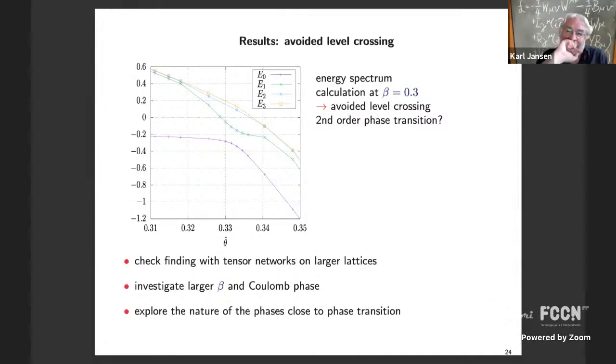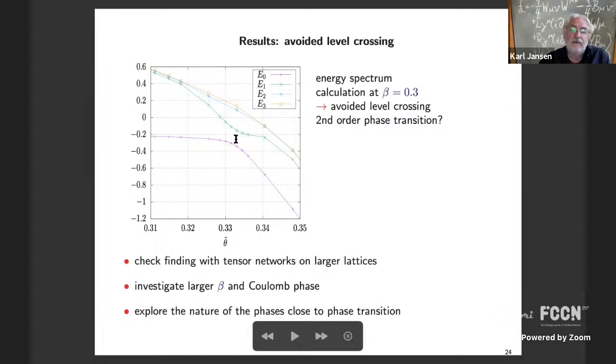And then we asked the question, what could be the order of this phase transition? So what we did, since we have exact diagonalization, we have access to the energy spectrum. And we followed the ground state energy as a function of theta. And at around the point where we saw these very sharp transitions, we see an avoided level crossing. And an avoided level crossing would mean that this is a second order phase transition. So for the first time, we could not only find indications of this phase transition, but we conjecture that this is actually a second order phase transition.